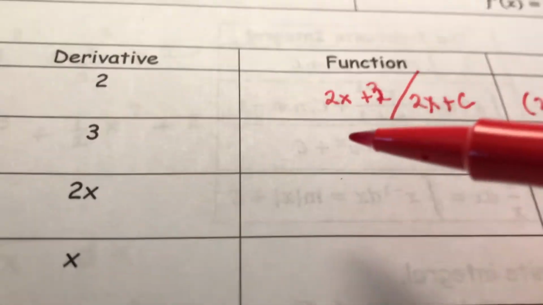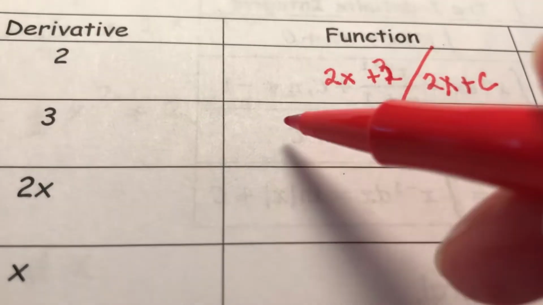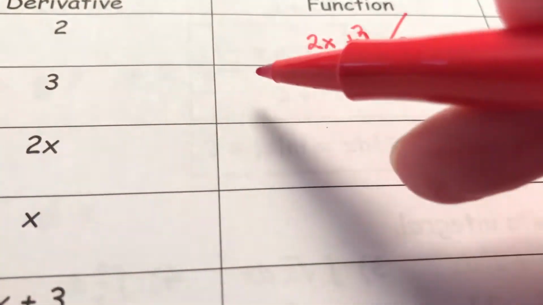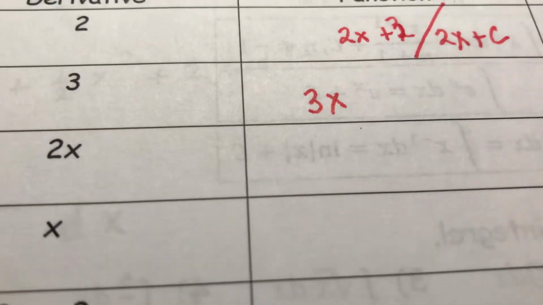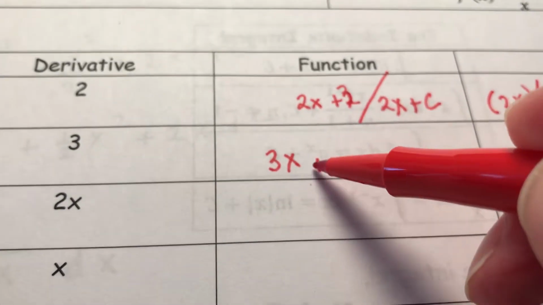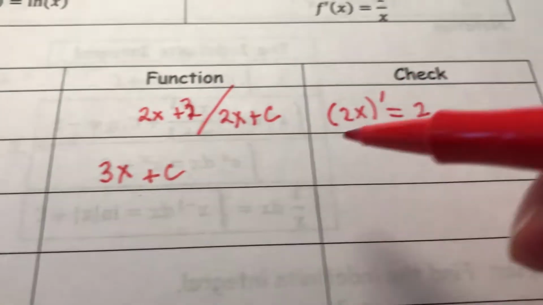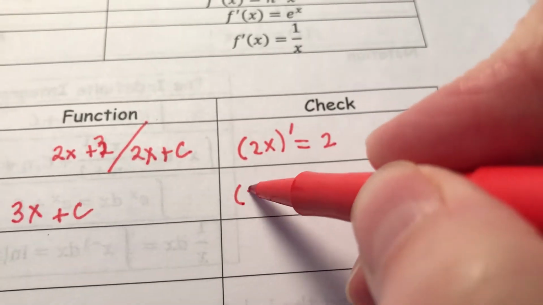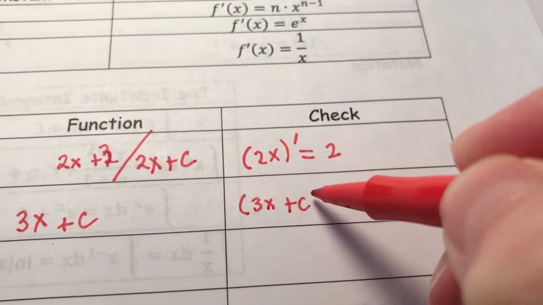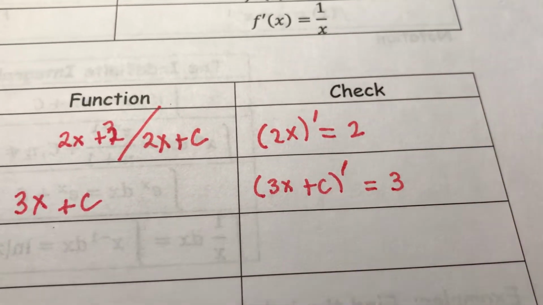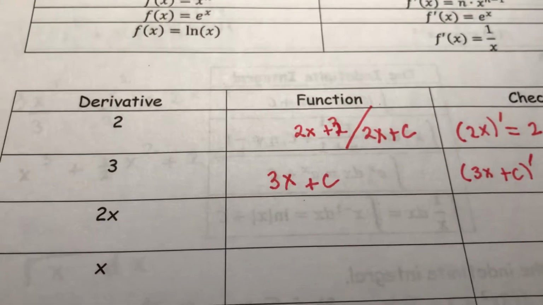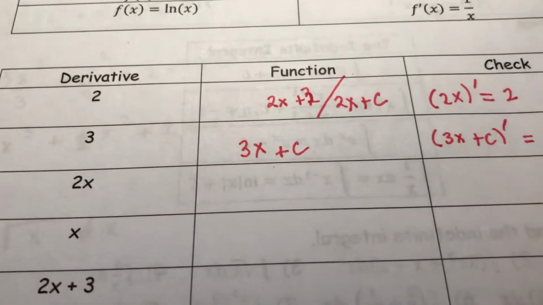All right, now let's look at this one, 3. The derivative of what function is 3? It is 3x plus c. You can always check by taking what you just guessed. Take the derivative of that, and you know that that's 3. The derivative of a constant is 0. So that is my check. All right, and I won't always check.